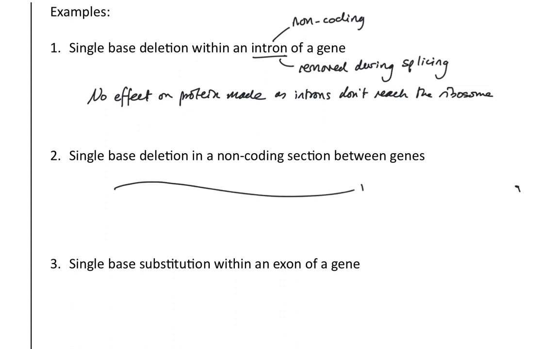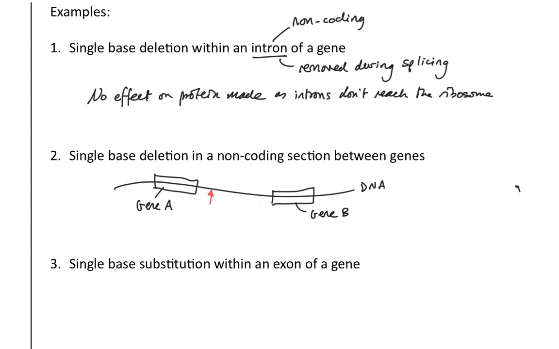So here's some DNA. Here's a gene. Let's call this gene B, and let's put gene A up here. So there's two different genes, and we're going to do a mutation between these two genes in a non-coding section. So we're going to do a mutation here, and it's a deletion mutation. So surely that's going to cause a frame shift. So every gene further down here is going to be affected, but that's not the case because these bits between genes are never read.